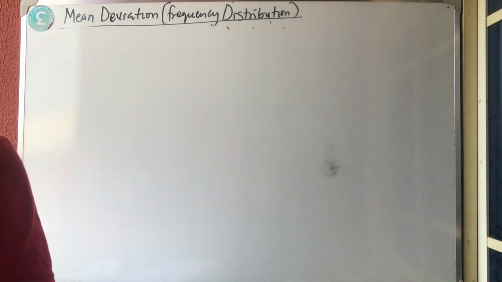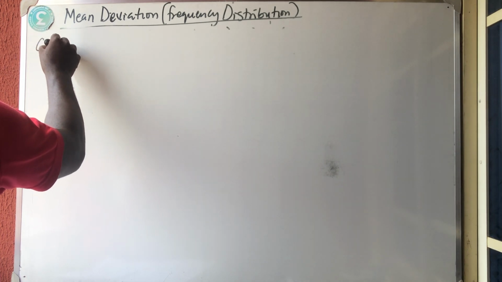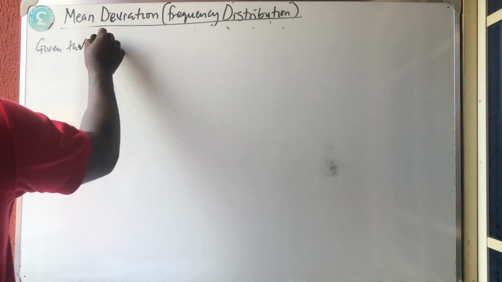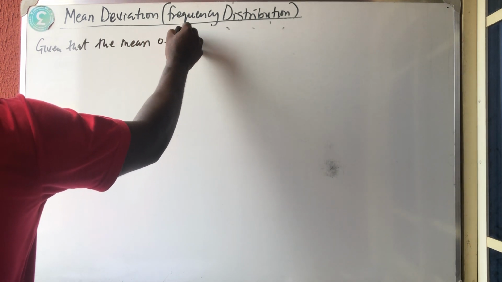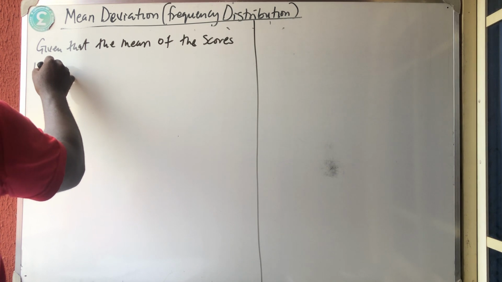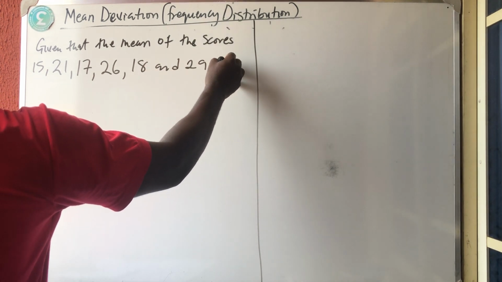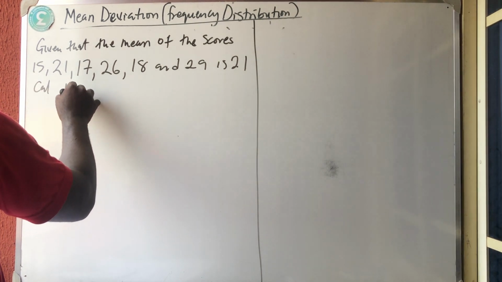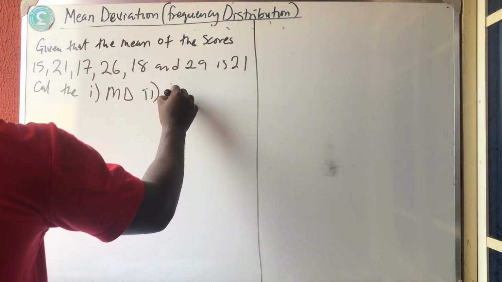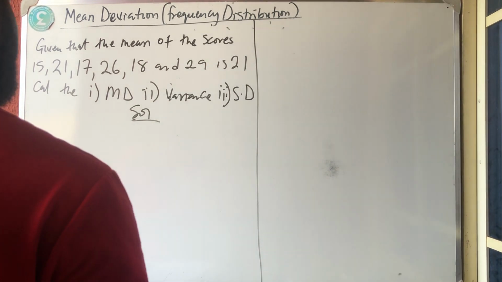Okay, they say, given that the mean of the scores 15, 21, 17, 26, 18 and 29 is 21, calculate the mean deviation, variance, standard deviation. Solution. Okay, so don't forget our formula.